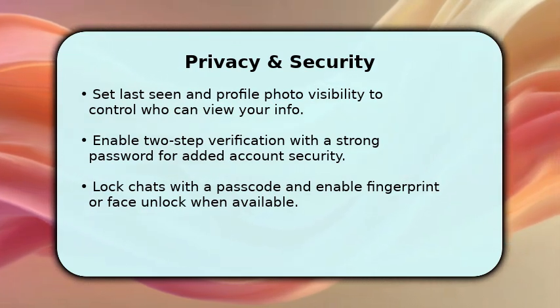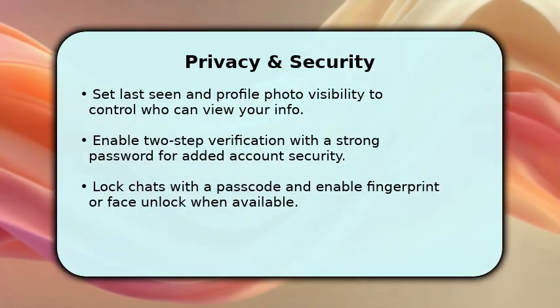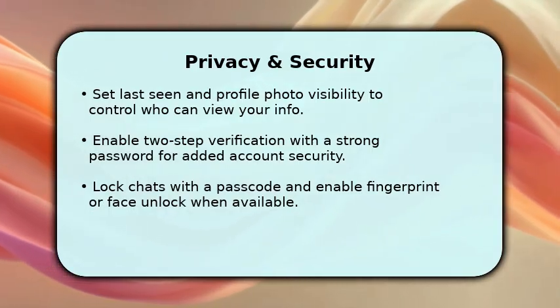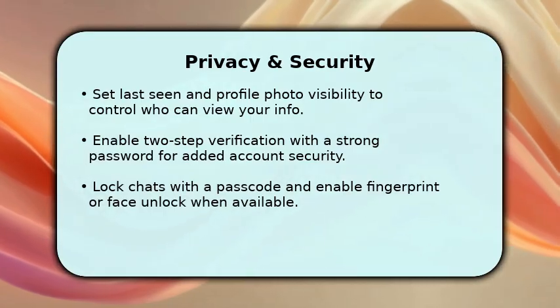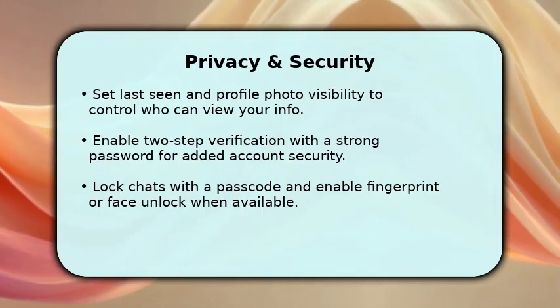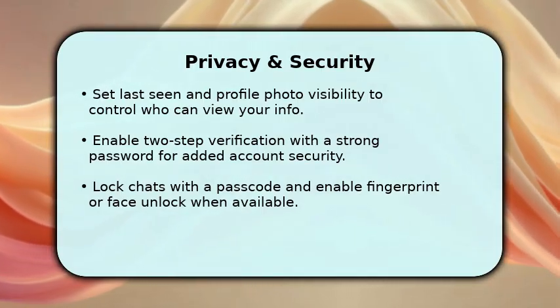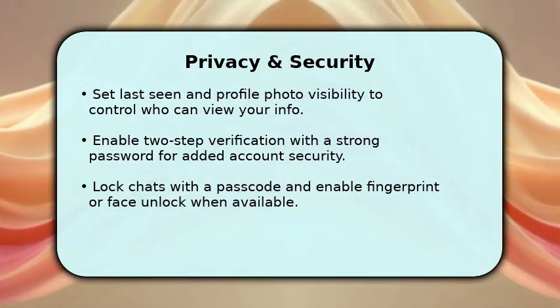Start by reviewing privacy and security in settings to protect your account. Adjust last seen, profile photo, and forwarding settings to limit who sees your activity. Turn on two-step verification and choose a strong password to protect logins. Also enable a passcode lock and biometric unlock so your chats stay private even if your phone is shared.